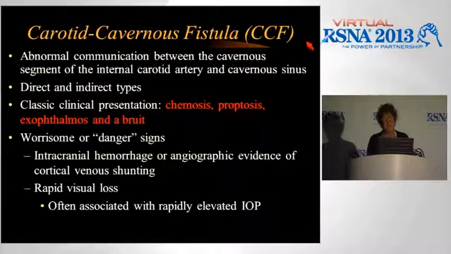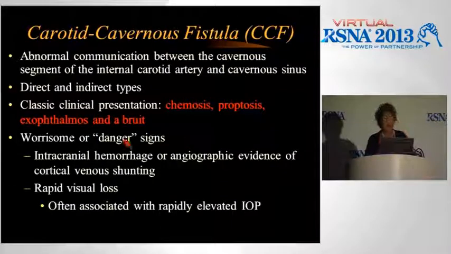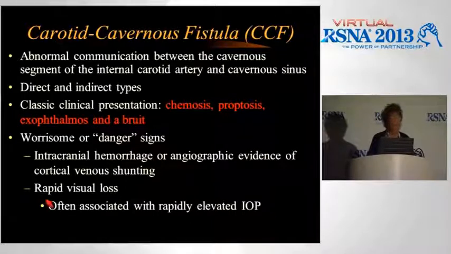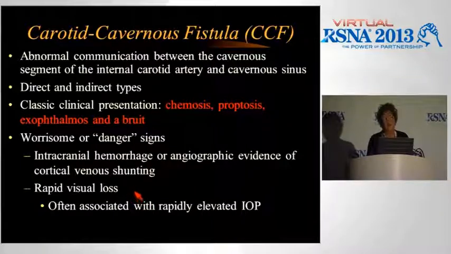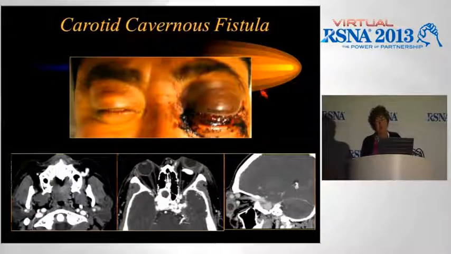Now, CC fistulas, I'm not going to spend a lot of time here. There are two types that they refer to, direct and indirect. The classic presentation is chemosis, proptosis, exophthalmos, and a bruit. Now, worrisome danger signs are intracranial hemorrhage or angiographic evidence of cortical venous shunting, which is what we look for. And there can be extremely rapid visual loss, and this is often associated with a rapidly elevated intraocular pressure. This is an emergency.